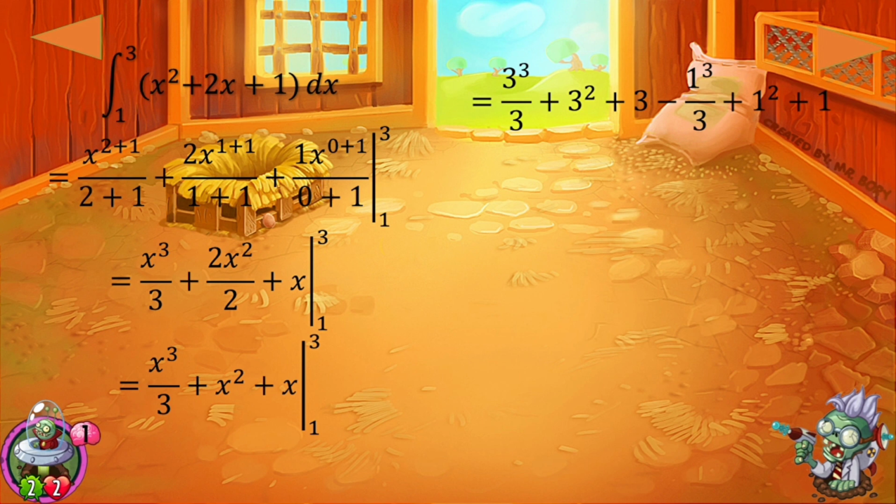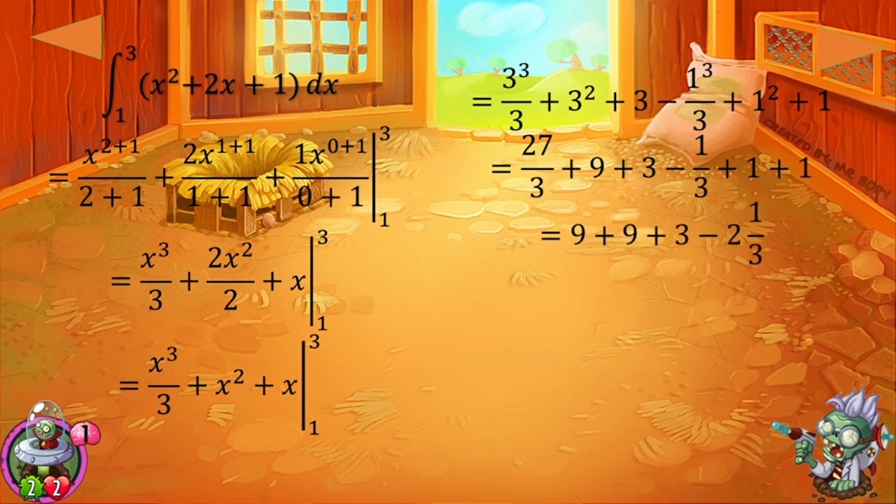Therefore, substitute 3: 3 cubed over 3 plus 3 squared plus 3, minus 1 cubed over 3 plus 1 squared plus 1. So, 27 over 3 plus 9 plus 3 minus 1 third plus 1 plus 1. Therefore, 27 divided by 3 will be 9. So 9 plus 9 plus 3 minus 2 and 1 third. 9 plus 9 plus 3 will be 21, and 21 minus 2 and 1 third. Therefore, 63 minus 7 over 3. That will be 56 over 3 as the answer.